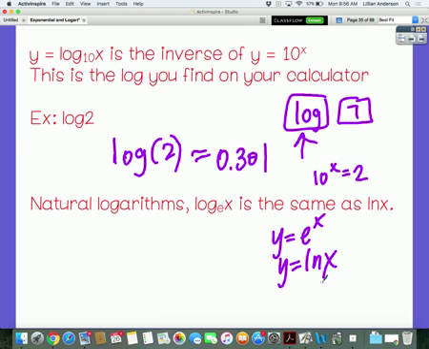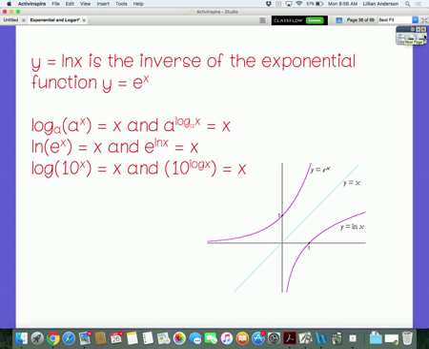And they look very similar on the graphs as well. E to the x is the own special exponential function. That base is 2.71828 and some change, raised to the x power, and ln is the inverse of that. Okay? As you can see here in this picture, a few more properties to go along with logarithms and natural logarithms.